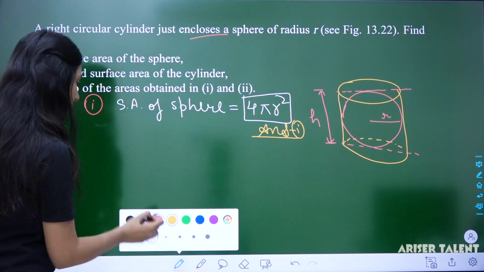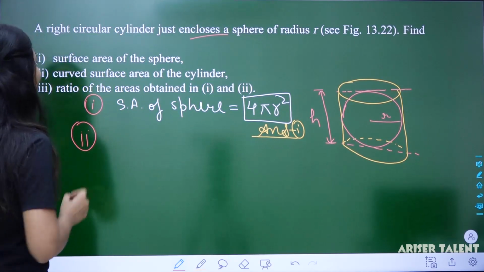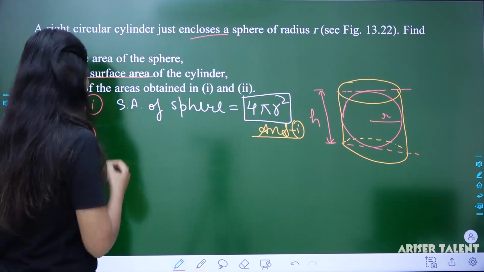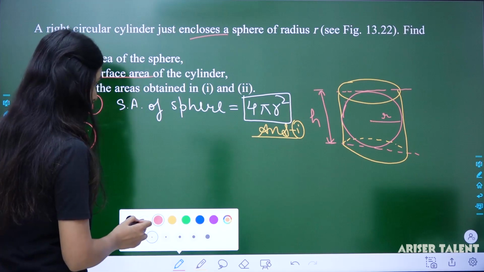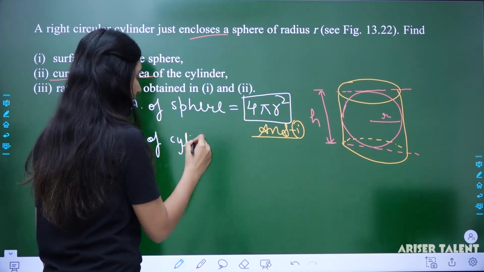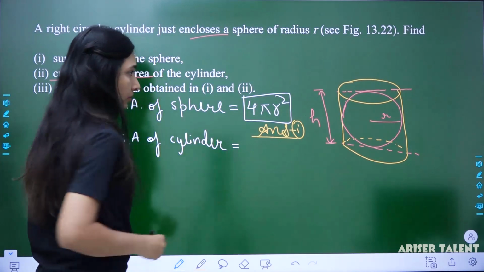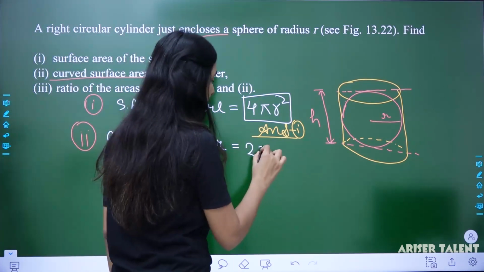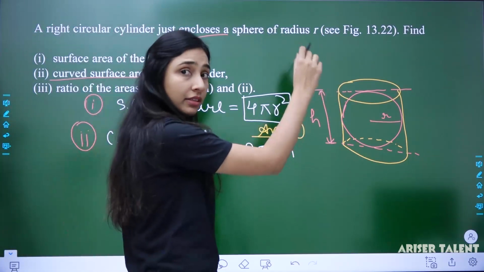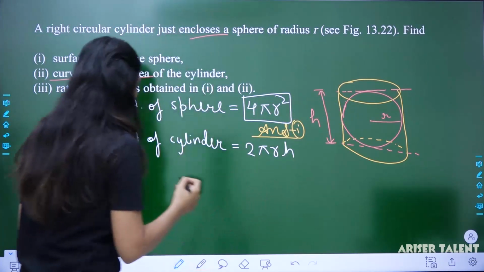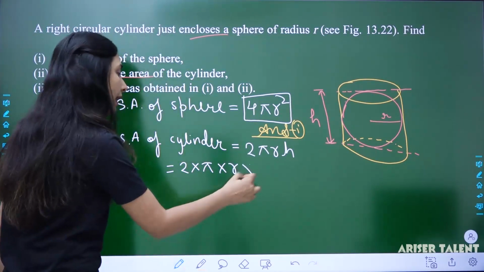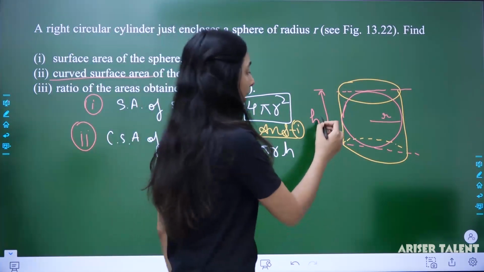Now the second question: curved surface area of a cylinder. This cylinder has some curved surface area. Curved surface area of cylinder will be equal to 2 pi r h. 2 pi r is the circumference, and the height. So 2 will be 2, pi will be pi, r will be r. Now have a close look at the h.